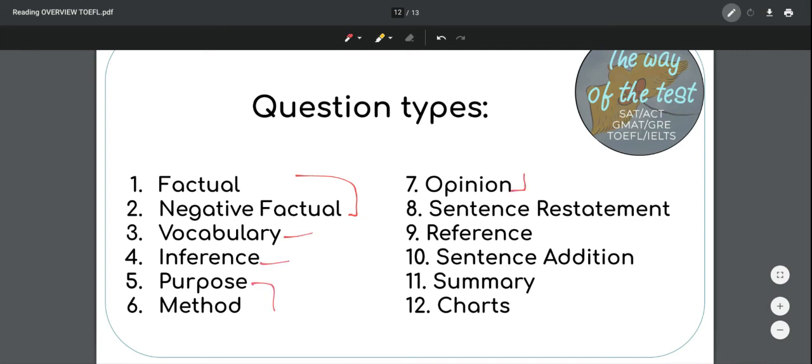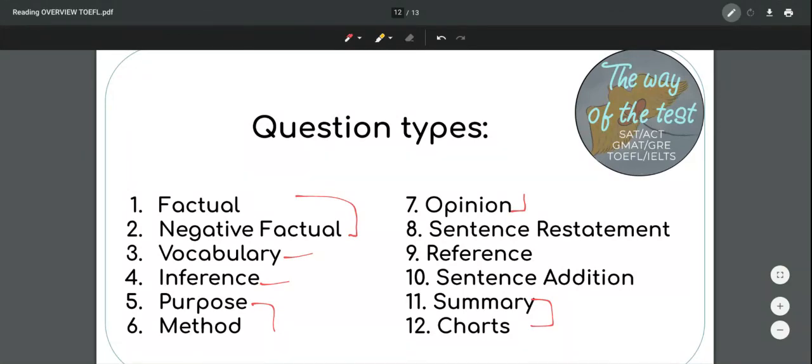Purpose, method, and opinion are also lumped together. Reference and inference, inference and purpose are sometimes mixed together. I don't like to do that because I think they follow different strategies. Summary and charts are also lumped together because they kind of follow the same strategy, although I like to separate them because there are small differences that you're going to see and you're going to have to apply. Again, the whole deal about the reading section is learning the question types. So my advice for you is just learn the question types, practice in each individual question type, and when you're performing the exam, just focus on which question type you're dealing with so you can solve it.